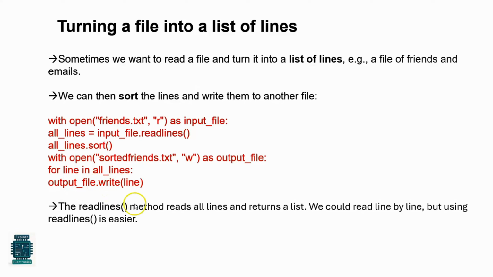The readlines method reads all the lines and returns a list. We have used readlines, right? Here it happens. It will read all the lines and return a list. We could read line by line, but using readlines is easier. We can read even line by line, but we have used readlines, which is very easy and simple. Understood? It is all about turning a file into a list of lines.